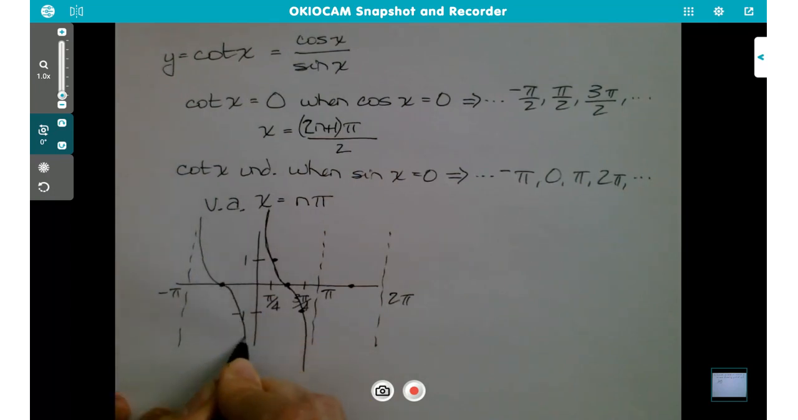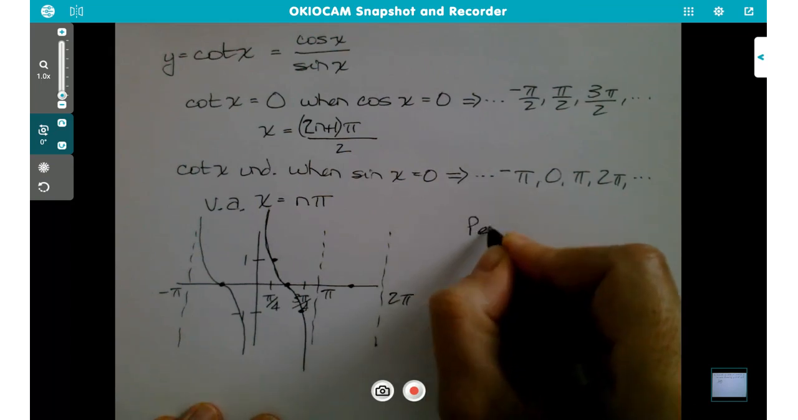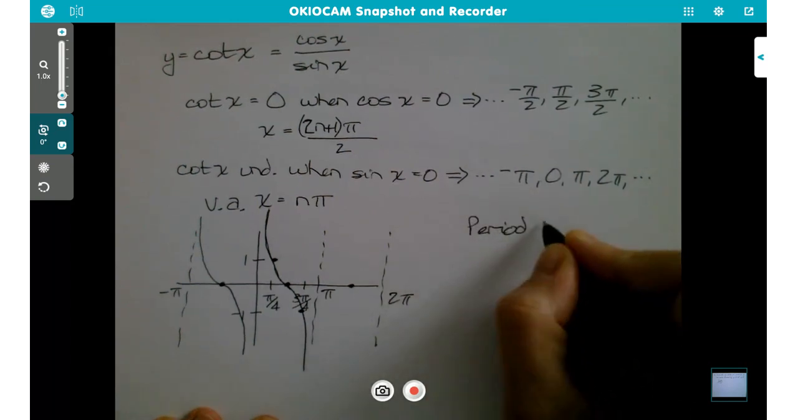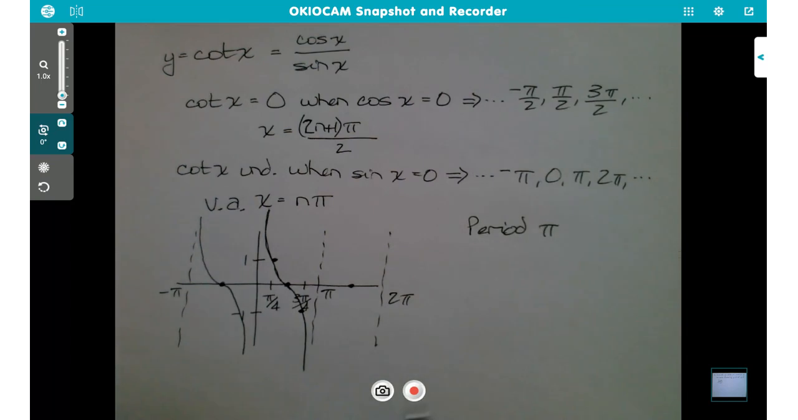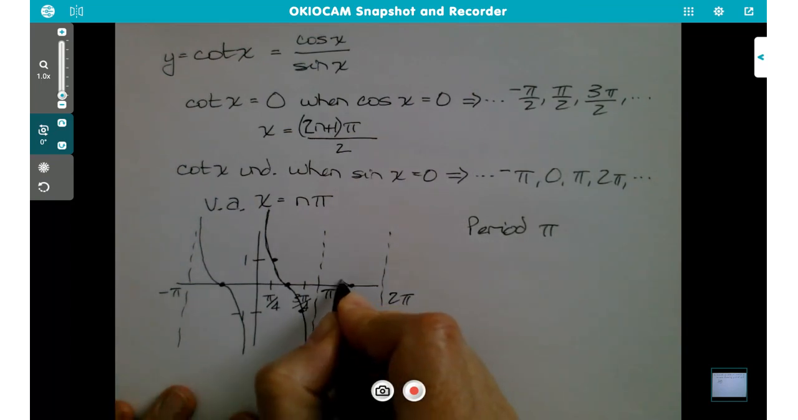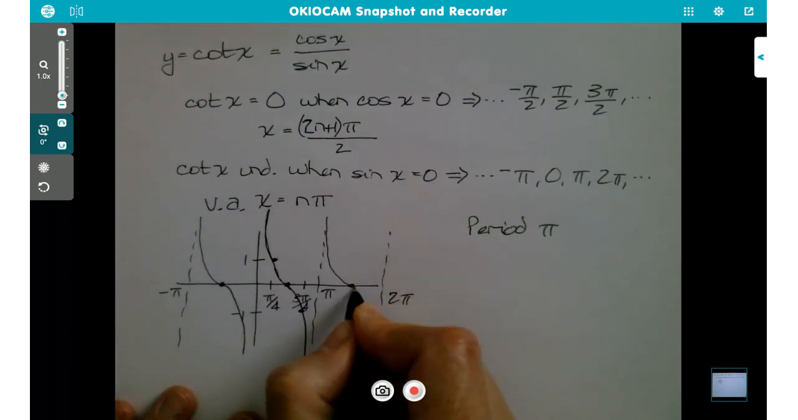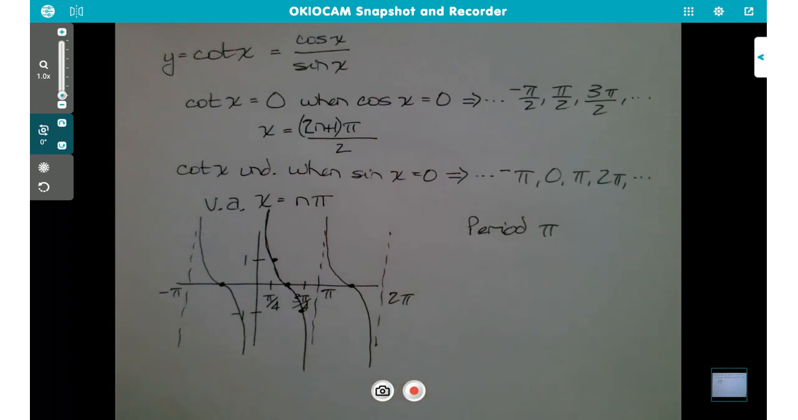Notice what that means. That means the period of the cotangent function is pi. It's not 2 pi. It repeats itself every pi. Not every 2 pi like the sine and the cosine.